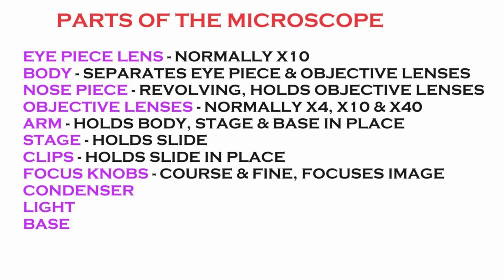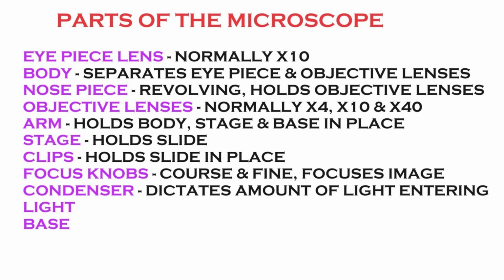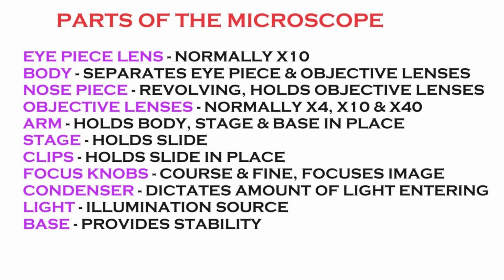The focus knobs, being coarse and fine, focus the image. The condenser dictates the amount of light entering the stage, and the light is the illumination source. Quite often the condenser and the light are built into one piece, and the base provides stability.